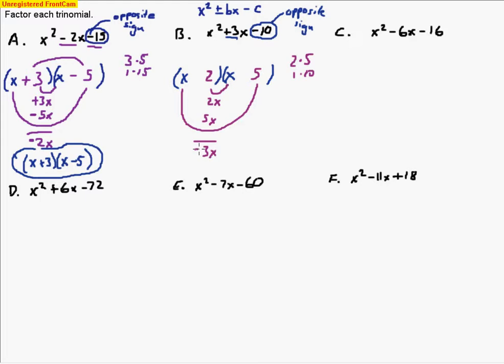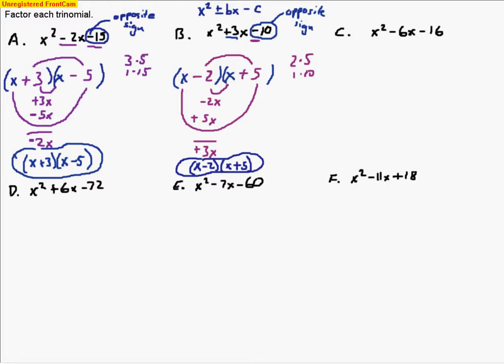Now I want a positive 3x. So what that tells me this time is I need more positives than negatives. So I needed to have a negative 2 to take away from the positive 5x to make a positive 3x. So in order to do that, I need to put the minus sign with the 2, the plus sign with the 5. And you see how negative 2 times 5 will end up making that negative 10. So there's our answer. And again, it doesn't matter which order you put it in. x minus 2 times x plus 5 is the same as x plus 5 times x minus 2.